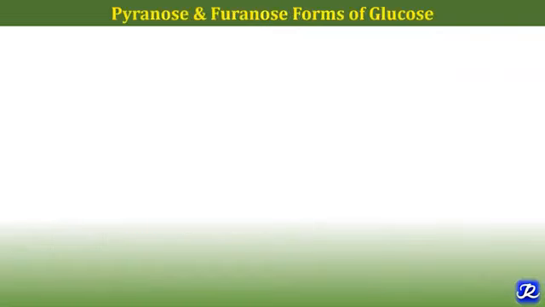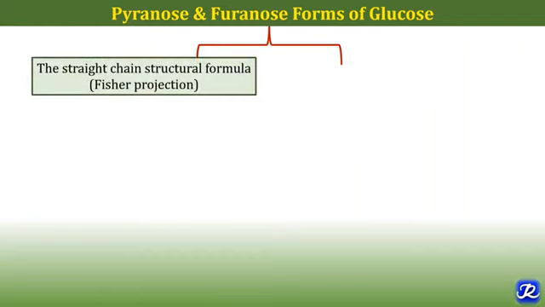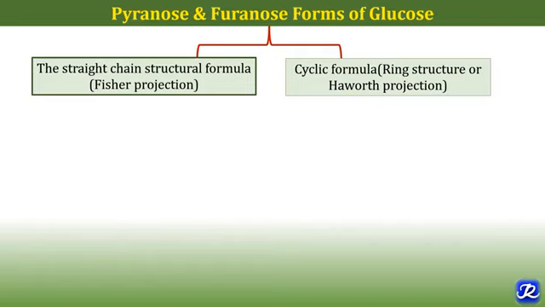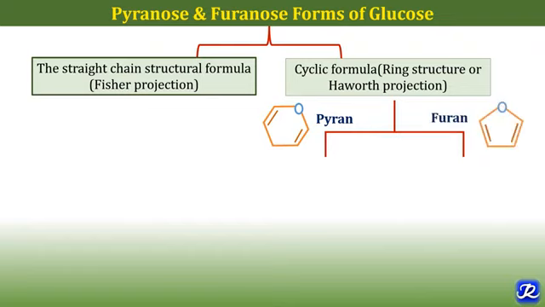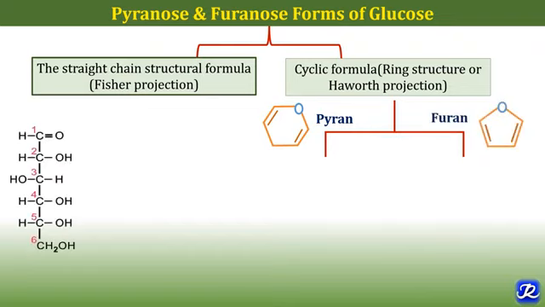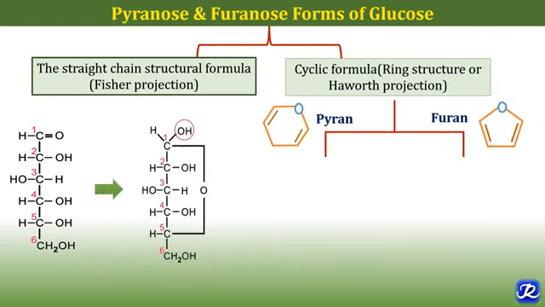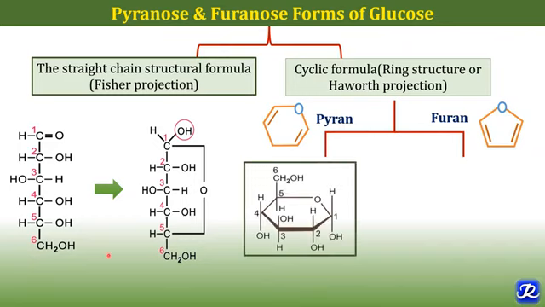What are the pyranose and furanose forms of glucose? Glucose can have a straight chain structural formula, called Fischer's projection, or a cyclic formula having a ring structure, or Haworth projection. Monosaccharides in solution are mainly present in the ring form. How are these ring forms formed? The ring forms can be a pyran ring or a furan ring. This is the straight chain structural formula of glucose. When in solution, the aldehyde group at C1 reacts with the hydroxyl group at carbon number 5, it results in this structure, glucopyranose.